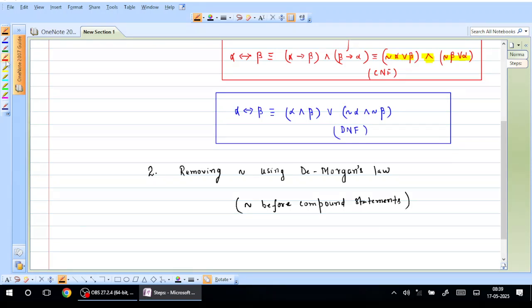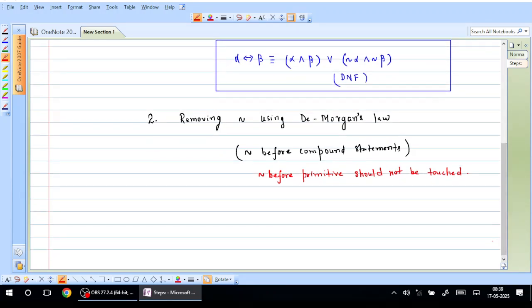then negation before a primitive statement should not be touched, or you can say it should not be handled. We will not apply De Morgan's law.